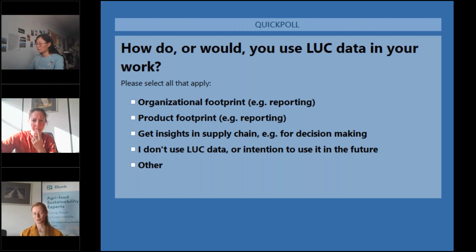Quite a big share already voted. Good to see that there's only a small share of people who don't intend to use any land use change data.